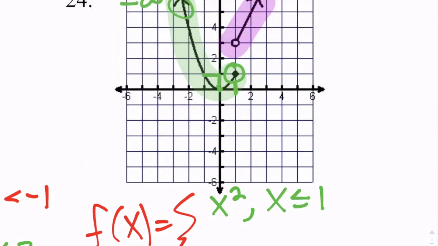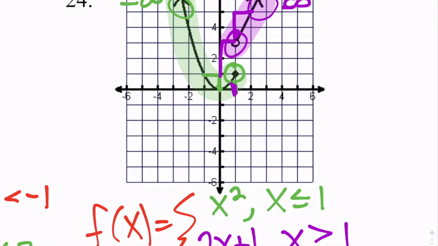Now for the purple function, we have a slope of up 2 over 1 here. If we were to continue that back, we would cross the y-axis at +1, so that's going to be 2x plus 1. And then we have an open circle at x is 1, and this arrow tells us we're going to +infinity, so it's x is greater than 1.